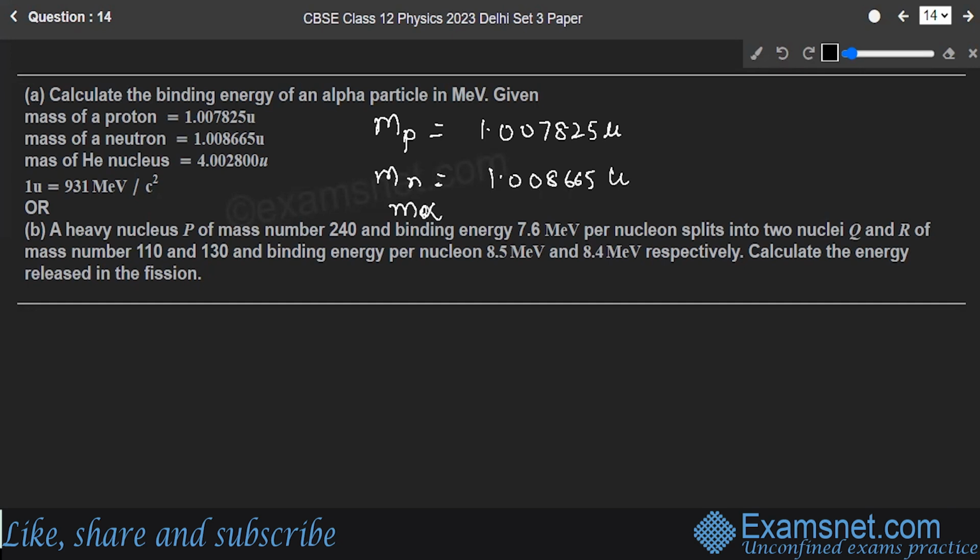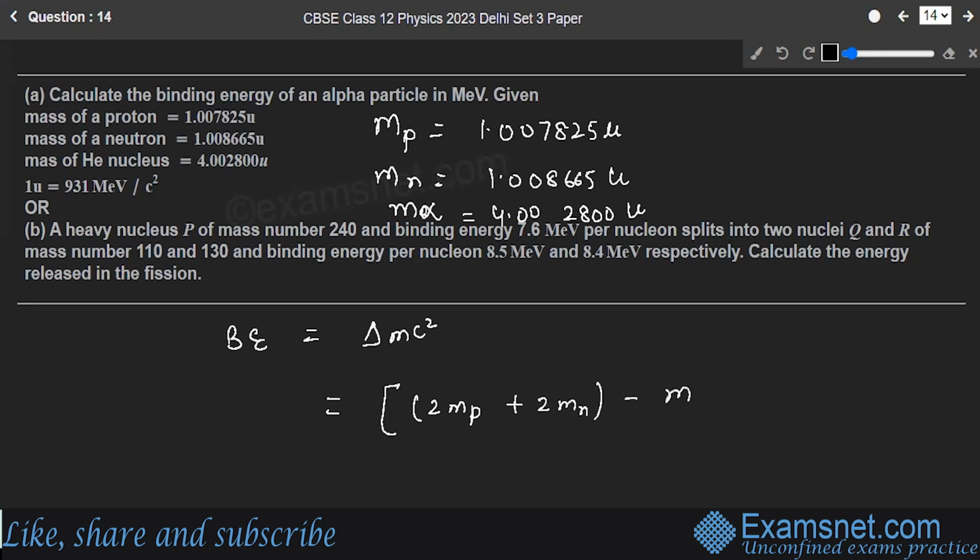This is nothing but your helium nucleus, nothing but your alpha particle. So this is 4.002800 U. Now the binding energy is given by the change in mc squared. So this is (2mp plus 2mn minus m alpha) into c squared. So the change in mass is required.